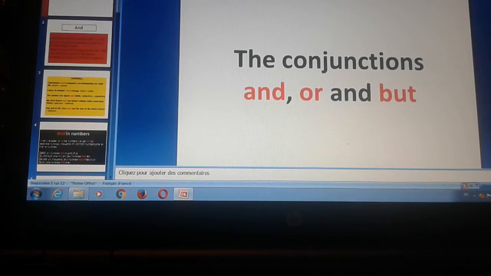Today we are going to talk about the conjunctions and, or, and but. So, what are conjunctions? We use conjunctions to connect words, phrases, clauses, and sentences. Now let's start with the conjunction and.